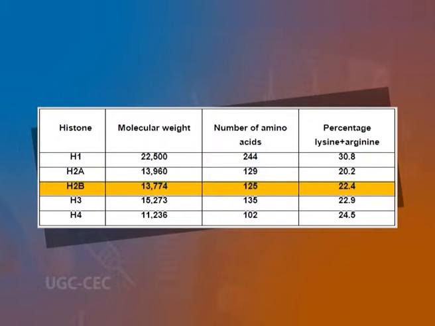H2B, the molecular weight is 13,774. The number of amino acids is 125 and the percentage of lysine and arginine is 22.4. H3, molecular weight is 15,273. The number of amino acids is 135 and the percentage of lysine and arginine residues is 22.9. H4, 11,236 is the molecular weight. The number of amino acids is 102 and the percentage of lysine and arginine is 24.5.